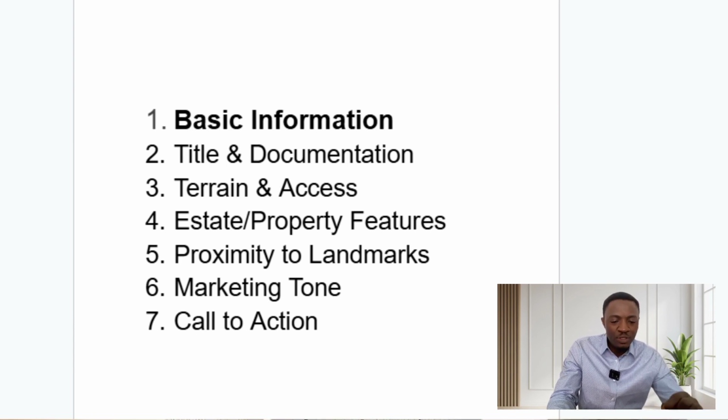Then you get to title and documentation. They want to know, what title does this property have? If it doesn't have a title yet, okay, is it freehold? You have to state it there. The third thing is the terrain and access. Number 4, what are the estate or property features? This is a no-brainer. They want to know, what does this property come with? And beyond that, what are the future plans by the developer as it has to do with that property? And what are the future plans of the government for that location?